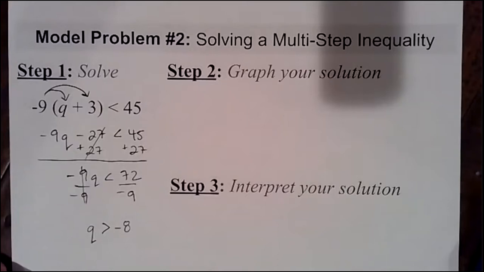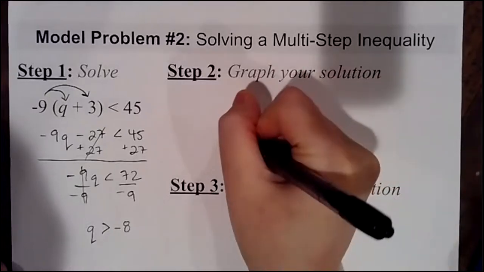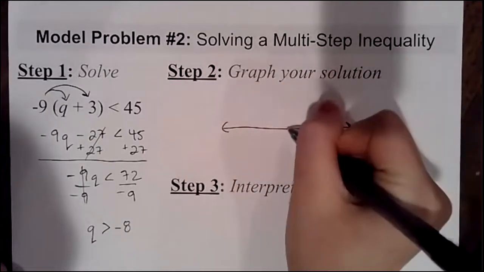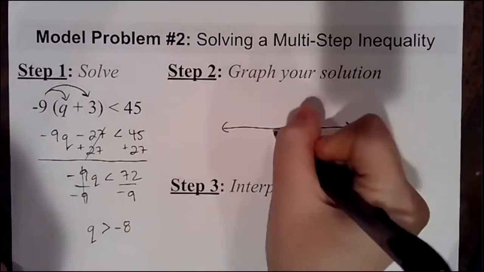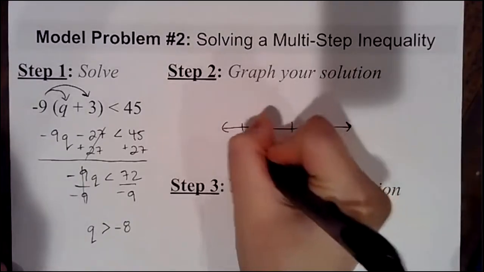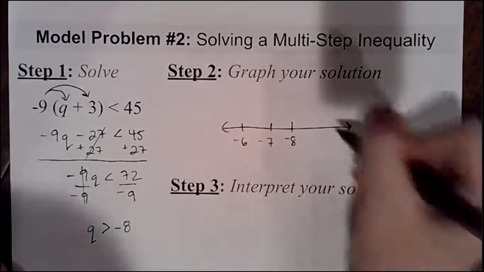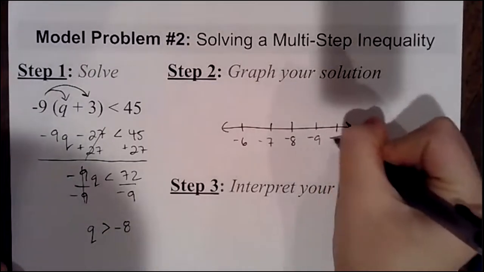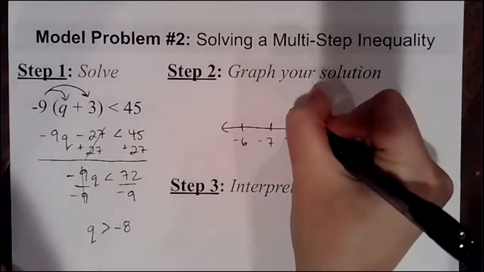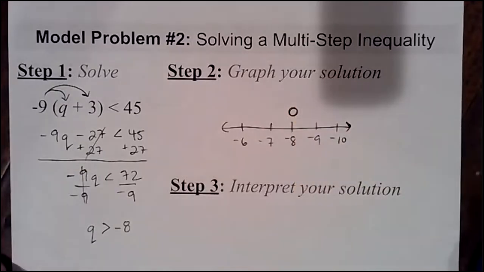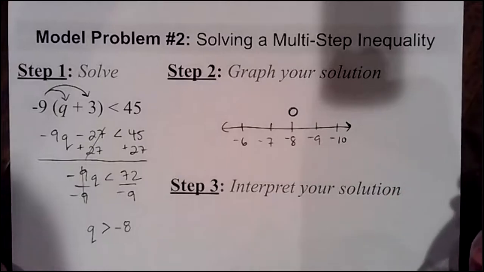Now going back to creating our number line, we want to do 2 numbers before and 2 numbers after. So I'm going to create a number line and put negative 8 in the middle. 2 numbers before would be negative 7, negative 6, and 2 numbers after, negative 9 and negative 10, okay? Since this is a greater than symbol, that means I'm doing an open circle over negative 8, and my arrow is pointing to the right, right?